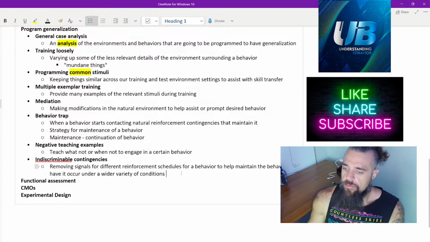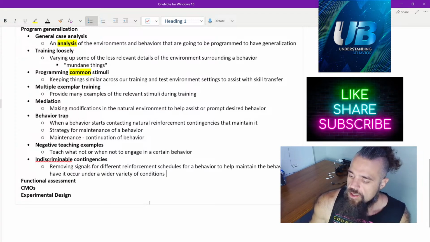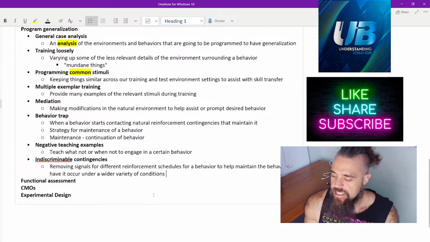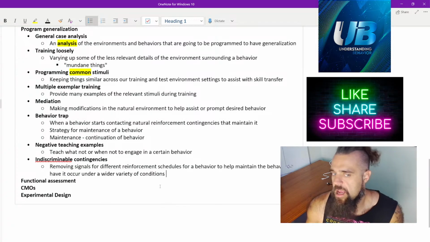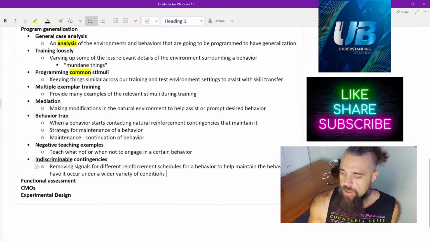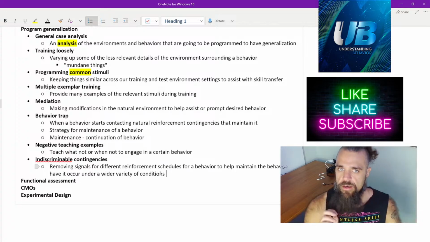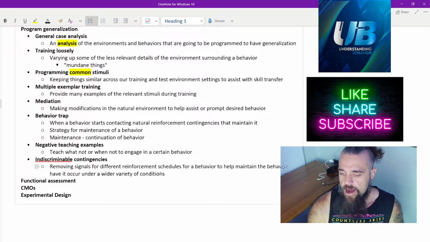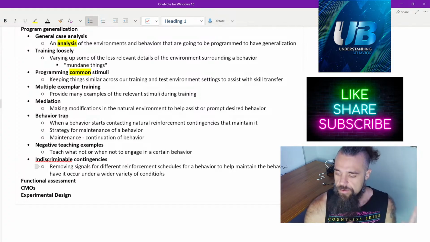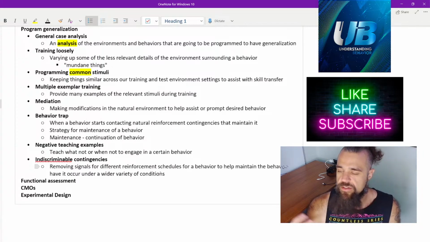So what we're doing is that, no matter what, we might have the SD contingencies active in the S delta condition, and then we also might have the S delta be with the SD conditions as well. So that's going to break the discrimination. It's going to untrain it. And remember, discrimination and generalization are exact opposites of each other. So when we have less discrimination, then we're going to have more generalization. So the behavior is going to occur under more conditions.